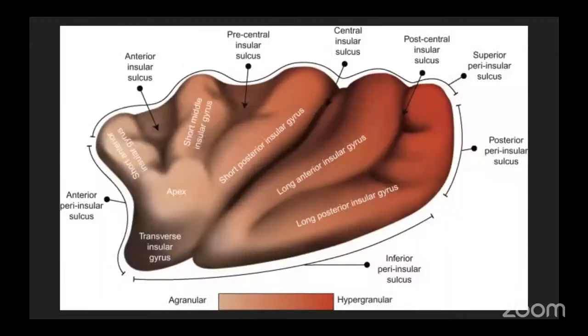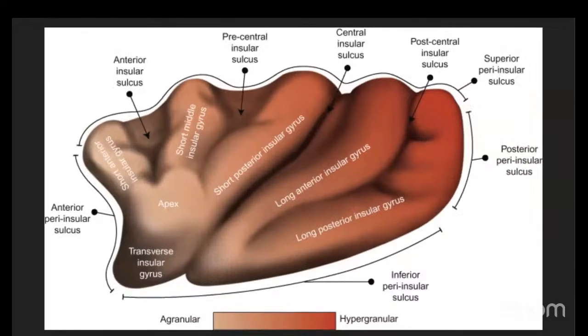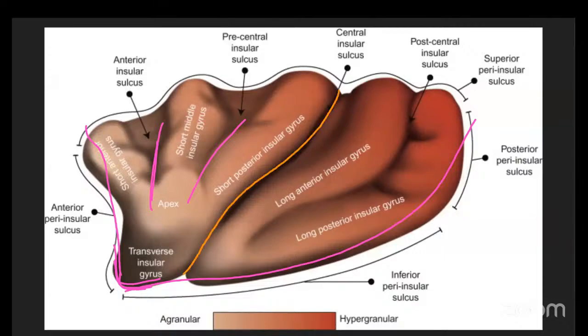So if you see, it does look like an inverted pyramid, sort of. You see, it's an inverted pyramid. And this is the apex. And if you look at the orientation of the gyri, they are fanning out like this. Let me change the color so that I can show you the central sulcus. Now, this is the central sulcus.